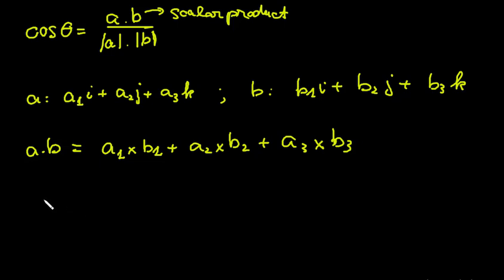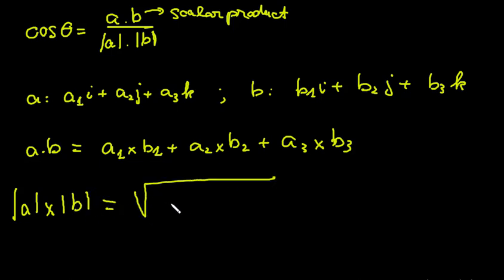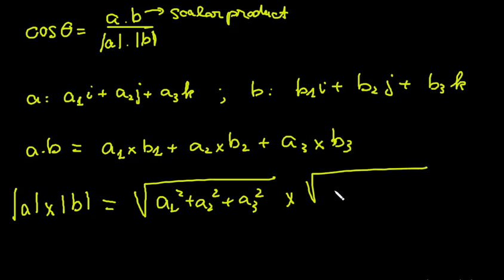And for the values of modulus of A multiplied by modulus of B, it is equal to the square root of A1 squared plus A2 squared plus A3 squared, multiplied by the square root of B1 squared plus B2 squared plus B3 squared. Just substitute the numbers in and we can find the angle between two vectors in 3 dimensions. And now we will talk about perpendicular vectors.